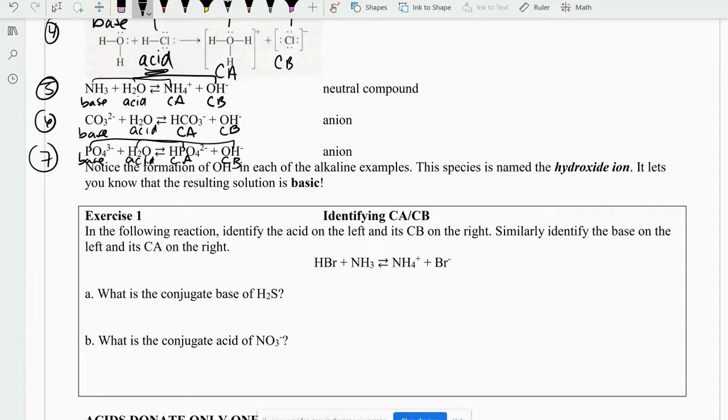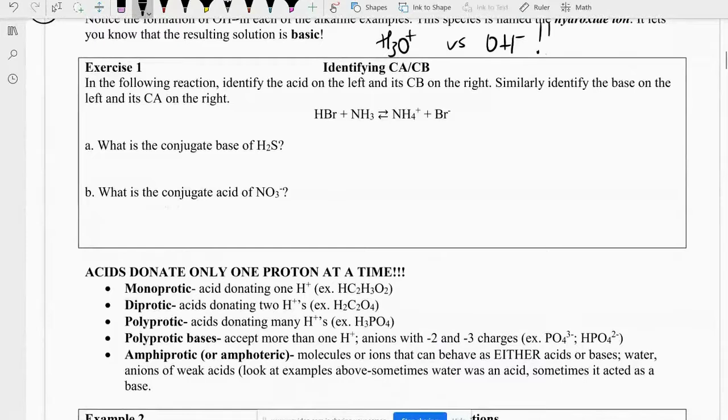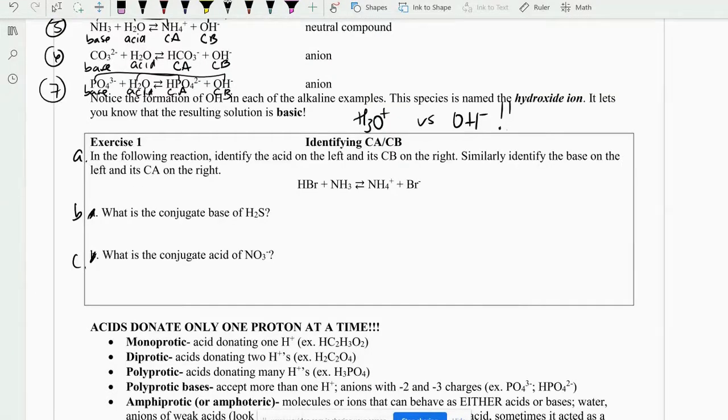Okay, so hopefully you're kind of comfortable going back and forth. In these last 3 examples, notice the formation of hydroxide ions. This would be an alkaline solution. So the big key here, after going through these, is hydronium ions versus hydroxide ions. Okay, let's go ahead and do the first example, which is basically a continuation of what we just did. In exercise 1, the first problem, it looks like in all of these we are being asked to identify the conjugate acid and conjugate base.